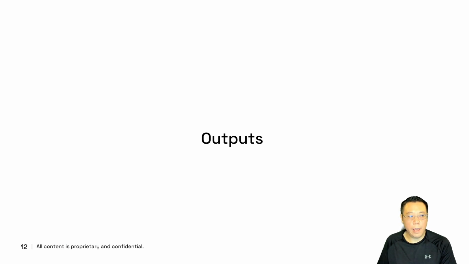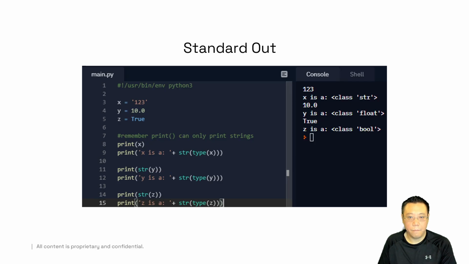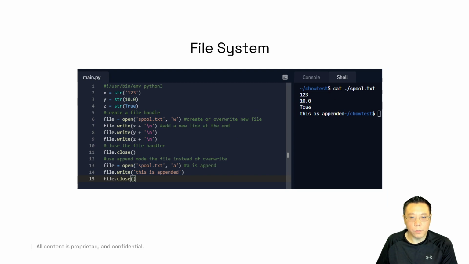Now let's take a look at outputs. Standard out is anything to the console. Right? This is pretty straightforward, just like in Linux. So using the print function, that provides me standard out. But how can I redirect it somewhere else? Good question. The file system is one, right?